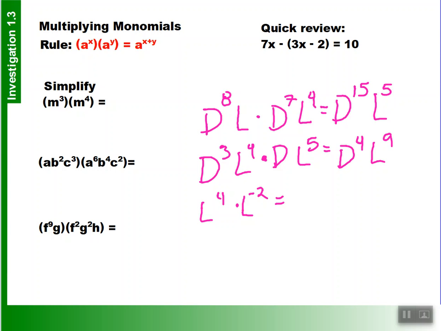Oh, okay. So what will I get here, folks? I do need a volunteer here. I have no hands up. Oh. You would get long to the 2nd, because even though you have a negative here, you still add them together. 4 plus -2 is 2. All right. So there we have it.